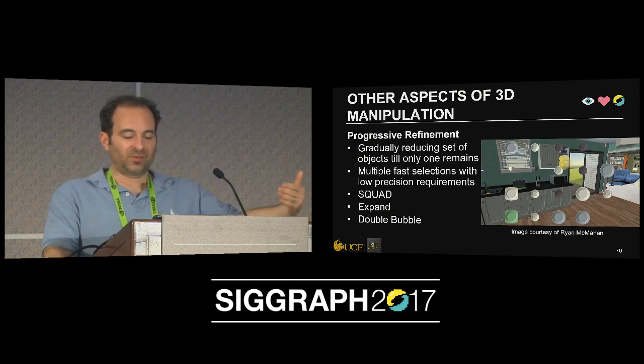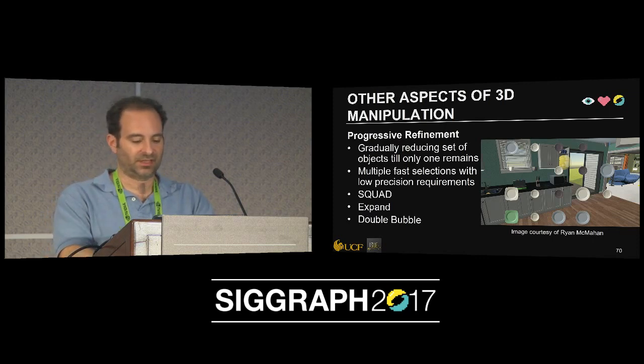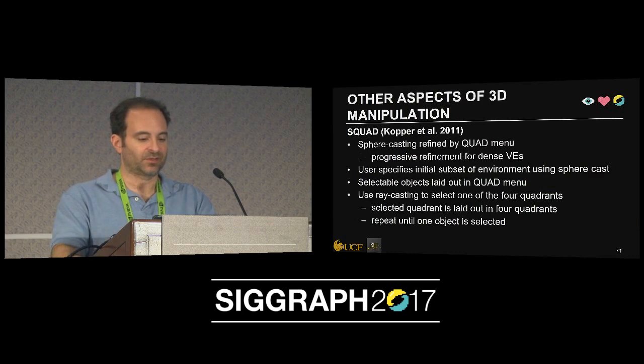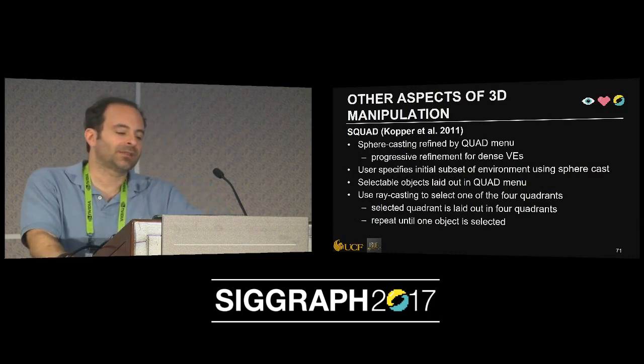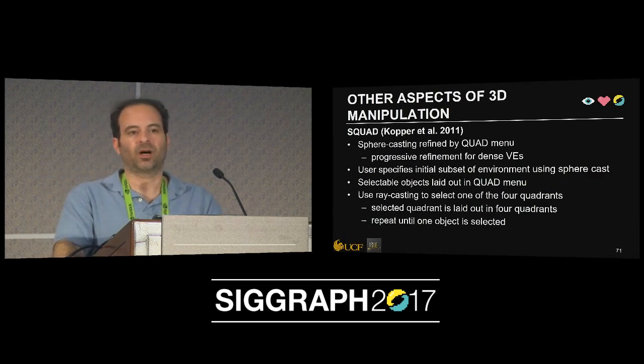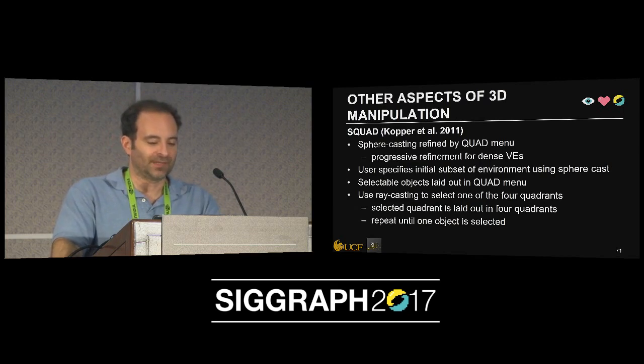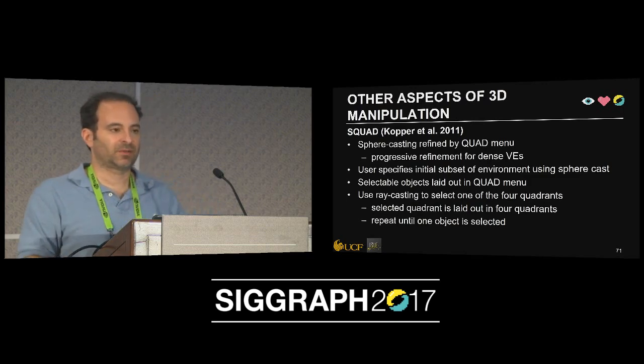And you do multiple fast selections with low precision requirements, and there are a couple of example techniques for doing this. The first one's known as SQUAD. And SQUAD stands for Sphere Casting Refined by Quad Menu. Once again, as I said, the names of these things are a little strange. This is known as progressive refinement and is typically done in dense virtual environments with lots of objects.